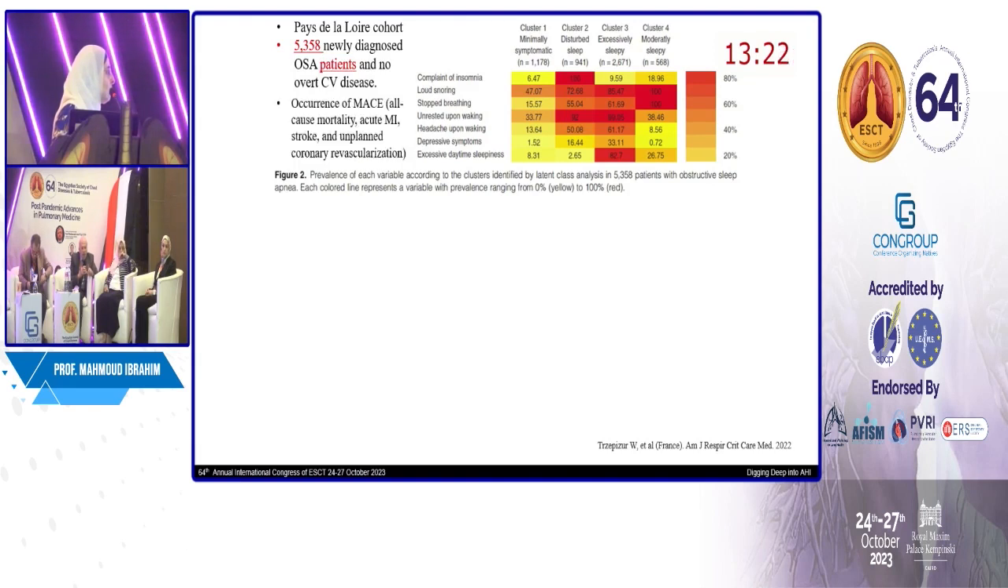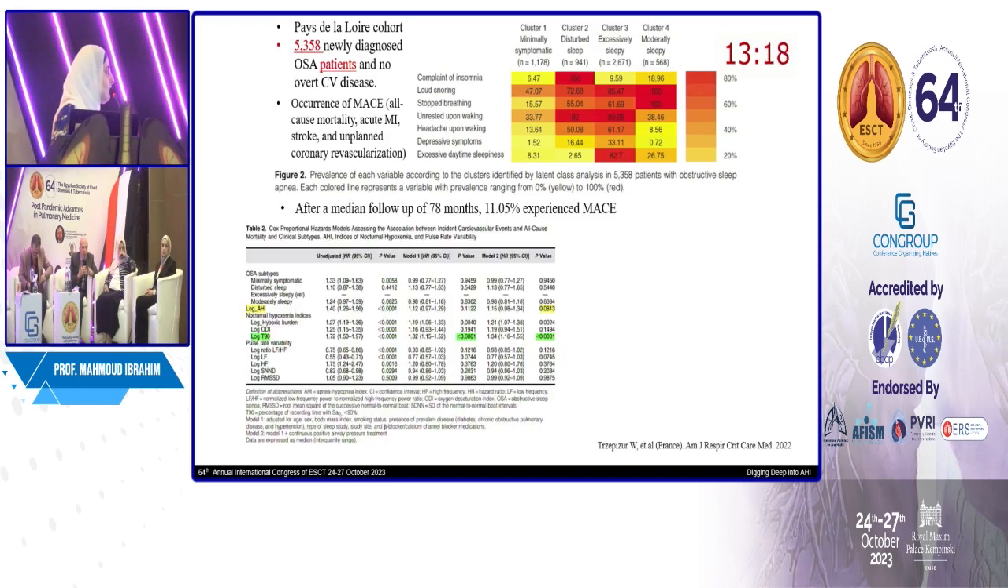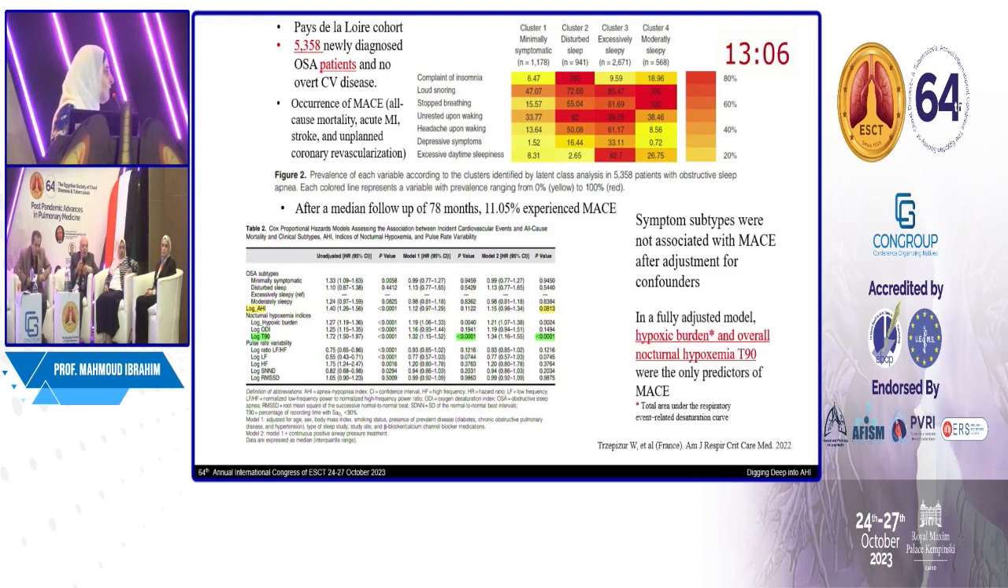And they found that the symptoms of the apnea were not associated with the MACE after adjustment for confounders, but it is the T90 or the nocturnal hypoxemia that's more important than the symptoms.